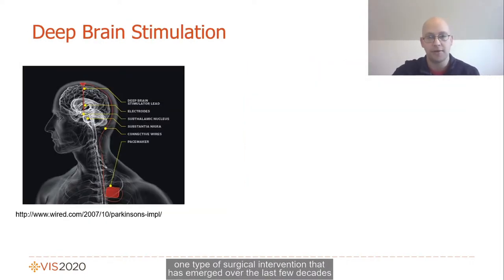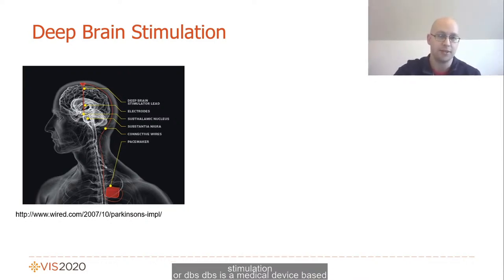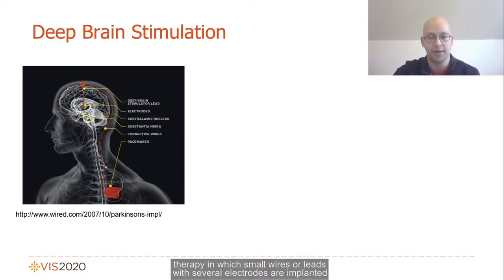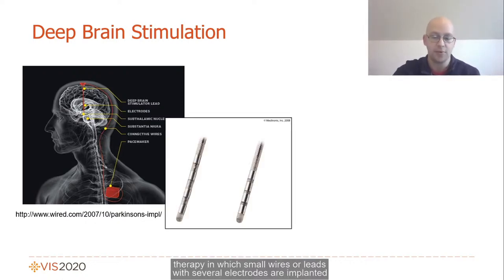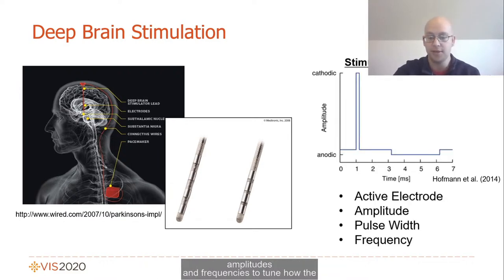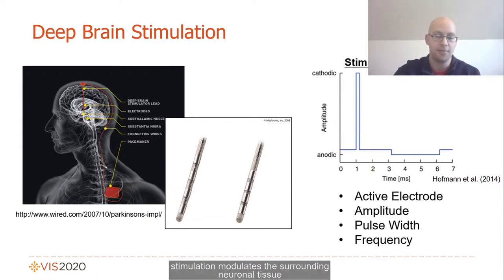One type of surgical intervention that has emerged over the last few decades as a treatment for several of these neurological disorders is deep brain stimulation, or DBS. DBS is a medical device-based therapy in which small wires or leads with several electrodes are implanted into specific regions of the brain and connected to a pulse generator. The pulse generator can be programmed to deliver electrical pulses at different amplitudes and frequencies to tune how the stimulation modulates the surrounding neuronal tissue.